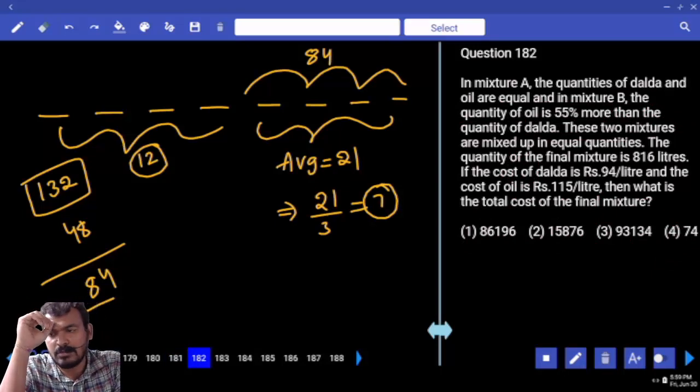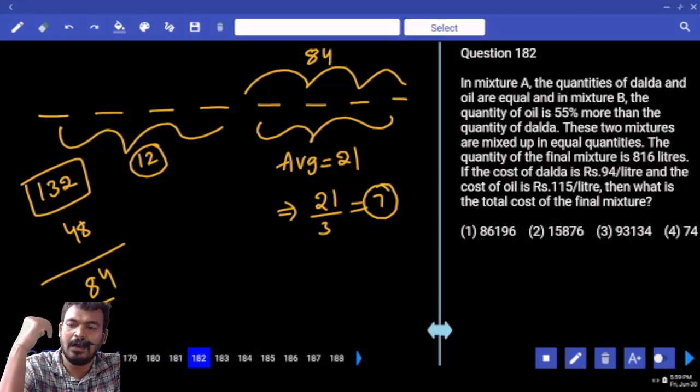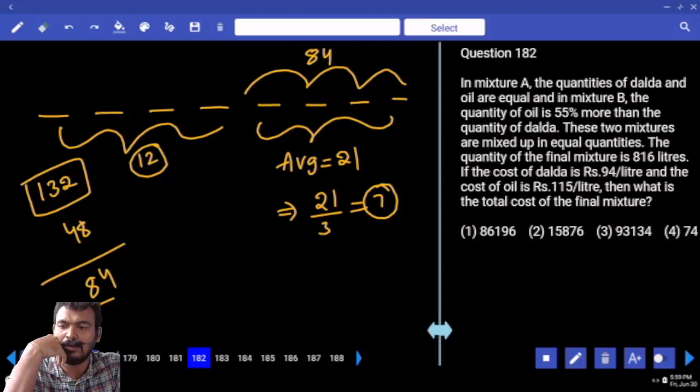Next question, number 182. In mixture A, the quantities of dalda and oil are equal. In mixture B, the quantity of oil is 55% more than the quantity of dalda. These two mixtures are mixed in equal quantities. The quantity of the final mixture is 816 liters. The cost of dalda is 94 rupees per liter and the cost of oil is 115 rupees per liter. What is the total cost of the final mixture?